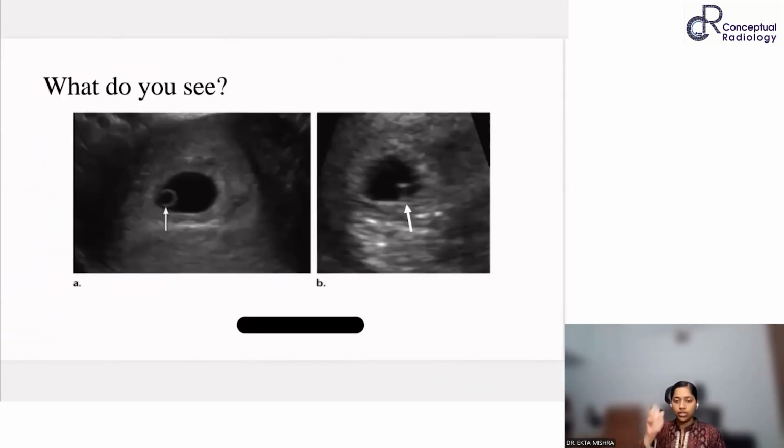Now I have two images in front of you, A and B. Can you tell me which structure is being pointed out? The A is very easy. I guess everybody will tell me. What is this structure? And then what about this? The second one. First is right. This is yolk sac. Good.